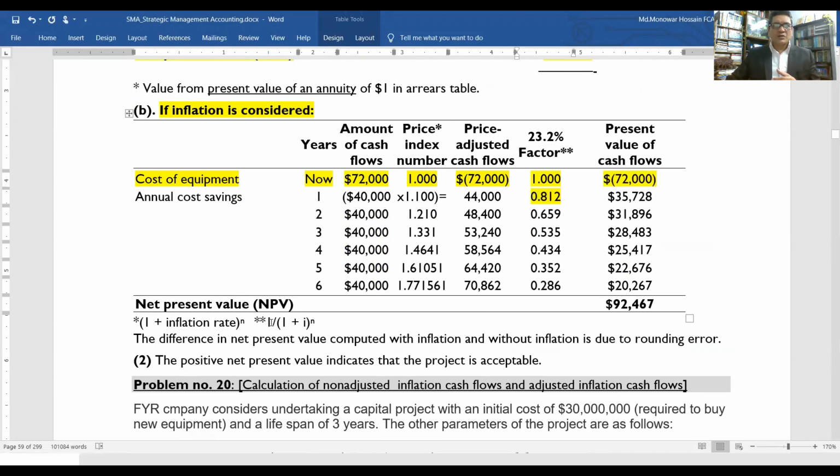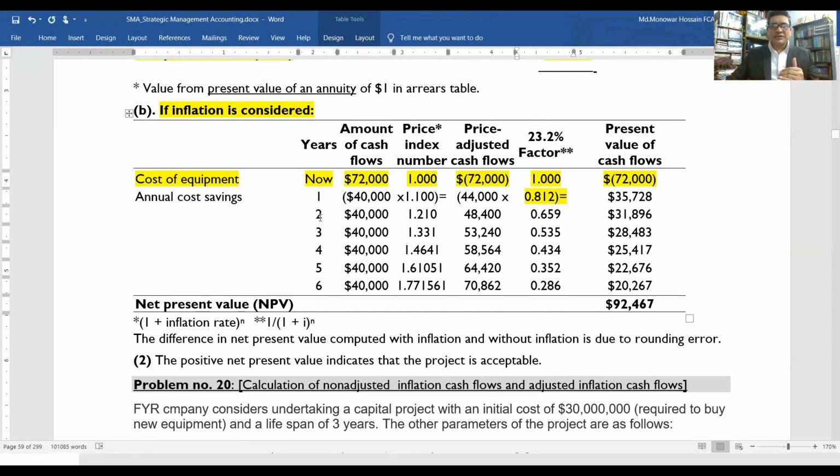Where does this 0.812 come from? It is 1 divided by 1 plus the rate to the power n, that means year 1, next year 2, next year 3, next year 4, next year 5, 6, this way. So all the figures here come this way. If we multiply 44,000 with 0.812, then we get 35,728.